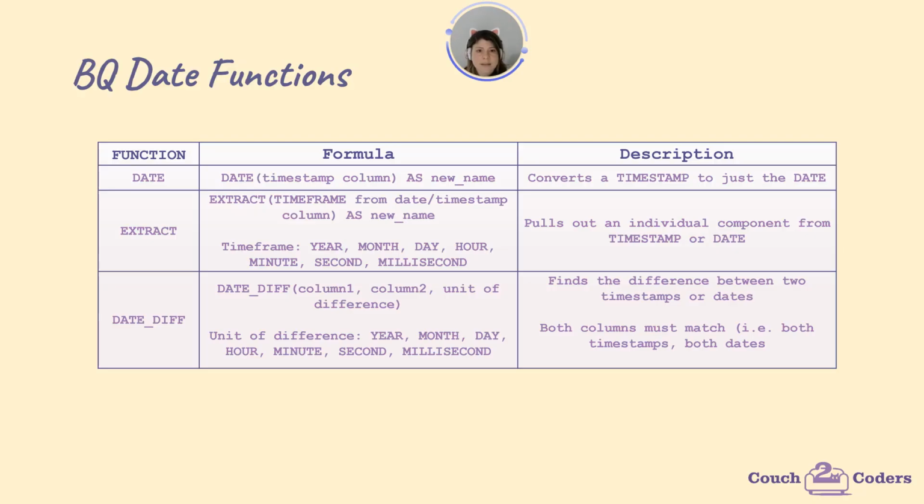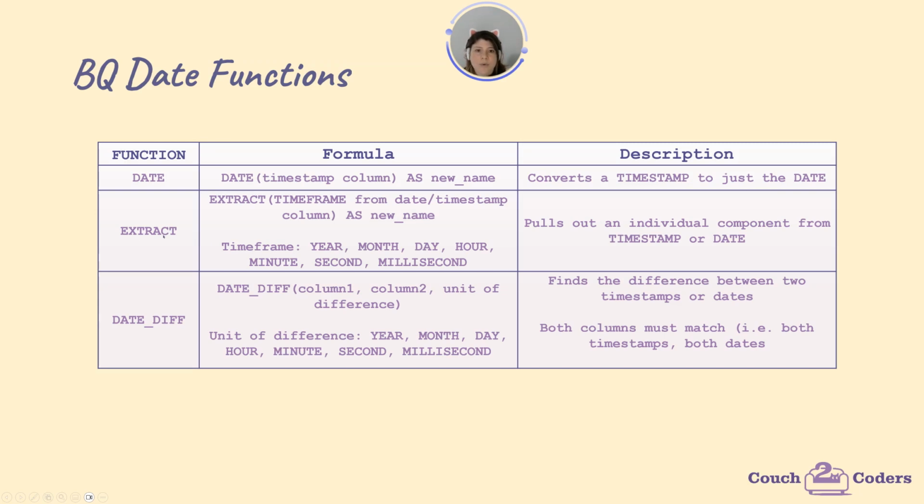So this is going to be a really good slide for y'all to go ahead and screenshot and save in your notes. This is a summary table explaining all the different functions that we reviewed in this lesson with the formula and the description. So we have date. We can do date to a timestamp column, and then that'll just strip off the minute and the second component and return just the day, month, year. The as, that's our alias, and we call it a new name. And then this is the description, converts a timestamp to just the date.